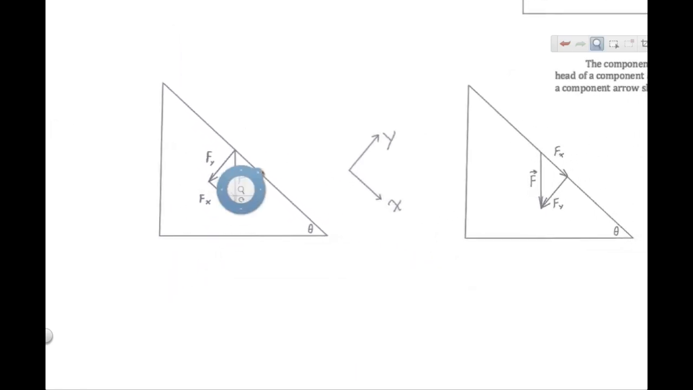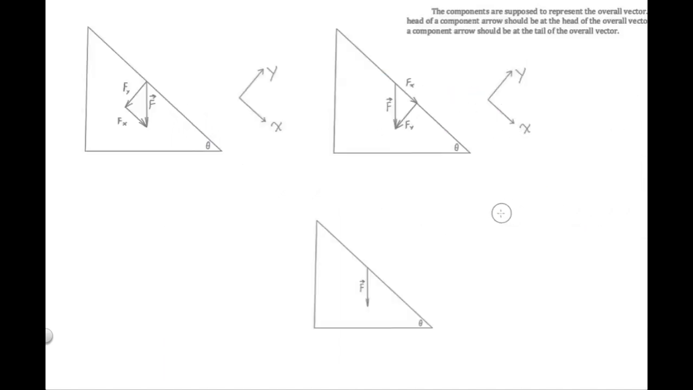So those are the two possible right triangles. Here's one possible right triangle that we could draw to represent the components, and here's the other one that you can draw to represent the components. Which of those is correct? Well, either is correct. Whichever one feels more convenient to you is the one to use in this case. Some students might prefer this triangle, and some might prefer this one. It's really a matter of taste.